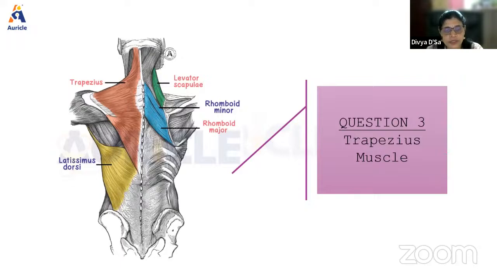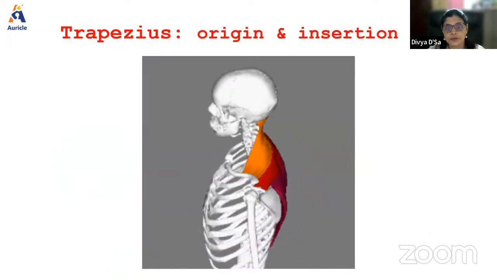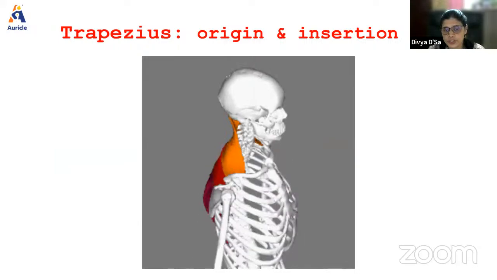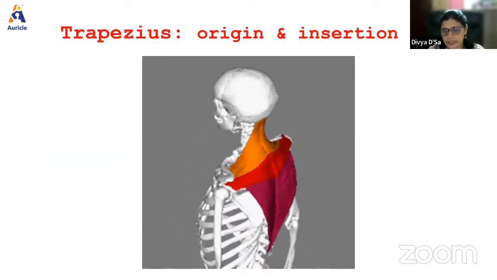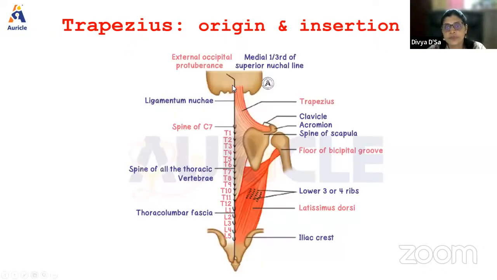Then we have trapezius muscle. Trapezius is a very important muscle here. Origin, insertion, nerve supply, action, the same thing you have to write. This muscle has a very wide origin, in three parts: upper, middle, and lower fibers. The upper fibers come from the external occipital protuberance and medial 1/3 of the superior nuchal line, as well as the ligamentum nuchae extending up to the spine of C7.